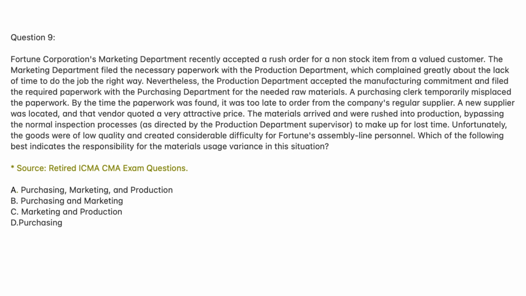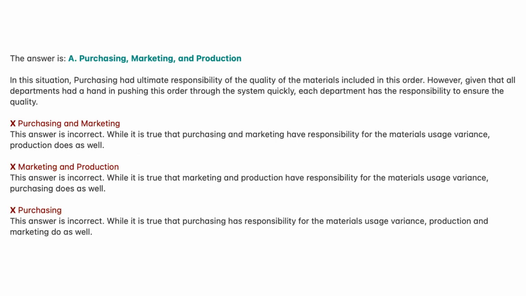A. Purchasing, marketing, and production. B. Purchasing and marketing. C. Marketing and production. D. Purchasing. The answer is A. Purchasing, marketing, and production. In this situation, purchasing had ultimate responsibility for the quality of the materials included in this order. However, given that all departments had a hand in pushing this order through the system quickly, each department has the responsibility to ensure the quality.